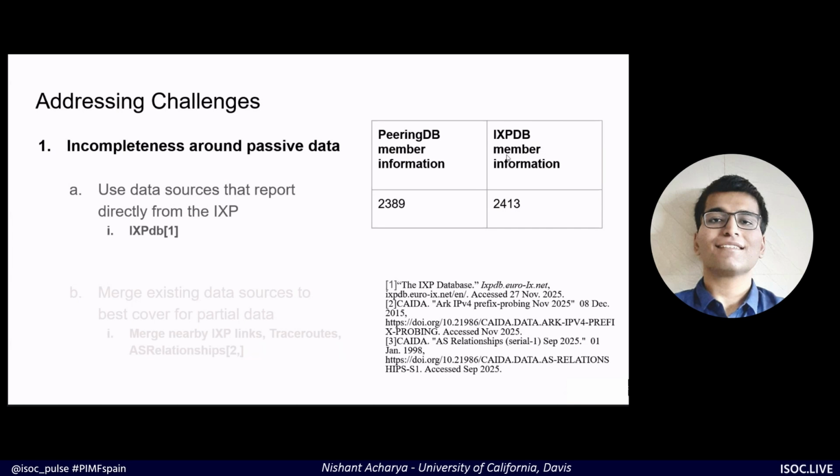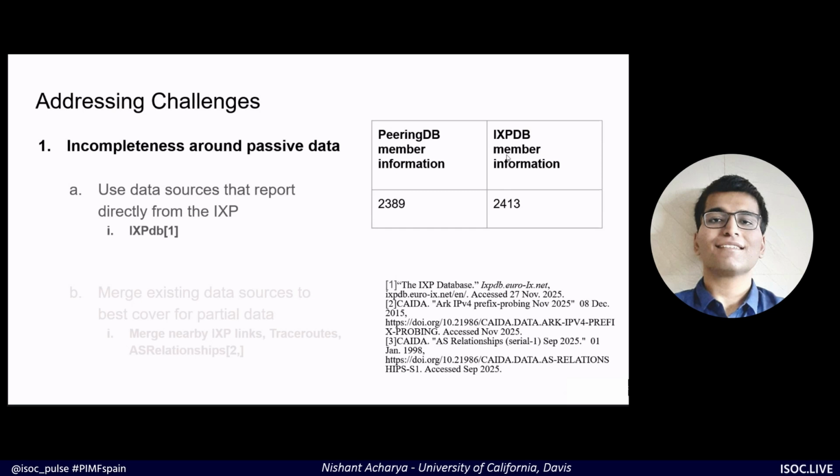So moving forward, I want to highlight how we address the challenge and the insights we used. The first challenge we tackle is the incompleteness around passive data, and our first insight was to use data sources that report directly from the IXP. In this case, we use IXPDB. IXPDB automatically collects data directly from the IXP management system in order to provide an accurate and up-to-date view of the global internet connection landscape, which essentially means that you'll get the most up-to-date information.